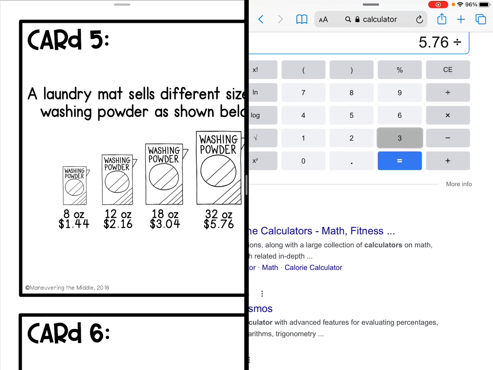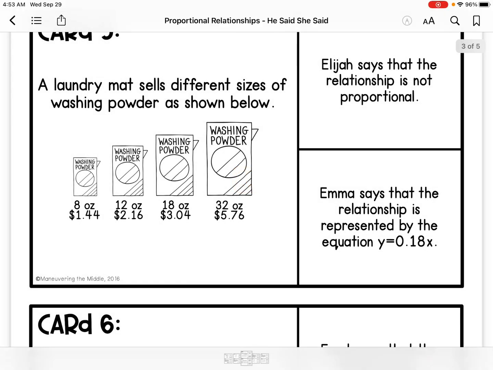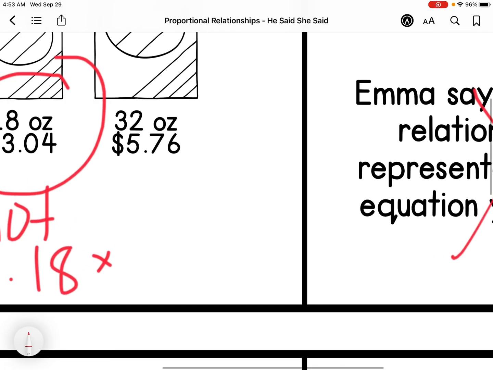I get that one, so let me just double check. Elijah was right. You always want to double check when that happens because you might have accidentally put it in wrong. So it's not proportional. This one is not 0.18 times the number of ounces.